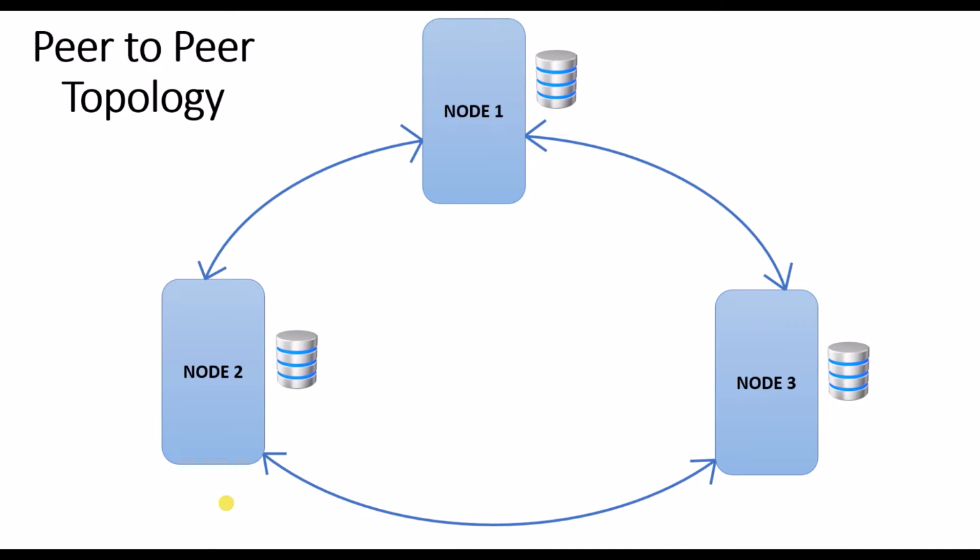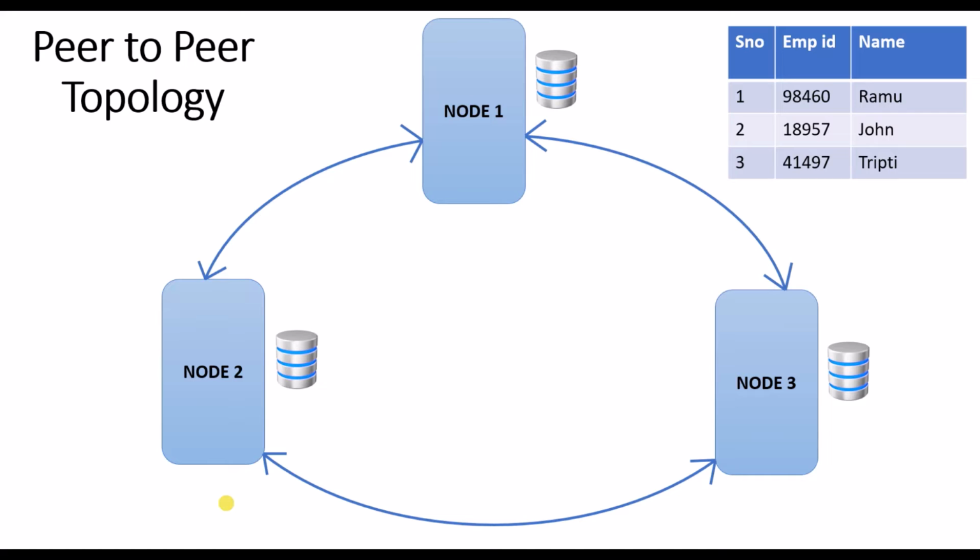For example, if we have a table with 3 records in the database, and if we update the second record with employee ID 18957, then this record will be updated in the other 2 peers also. Whether you update in node 2 or node 3 or node 1, wherever you update this single record, it will be updated among all these 3 peers. This is what we are going to see in our video.